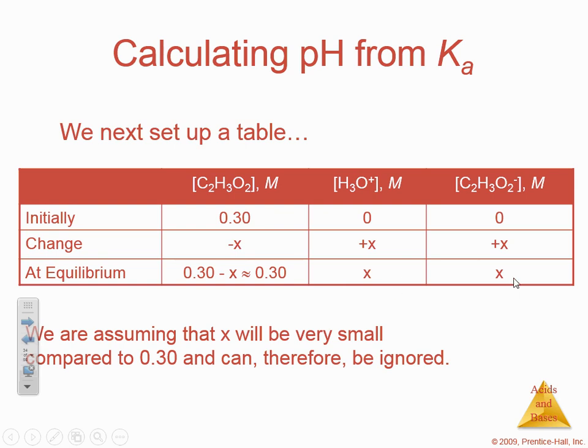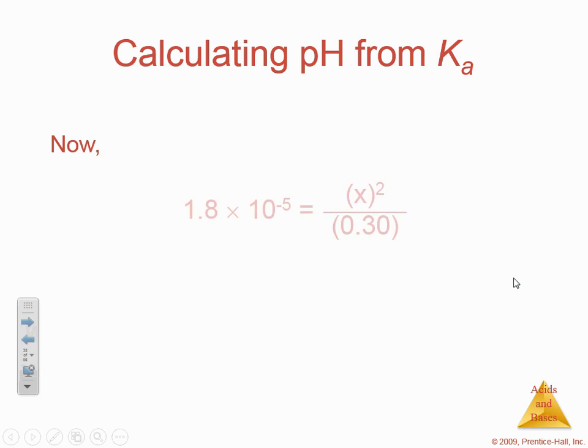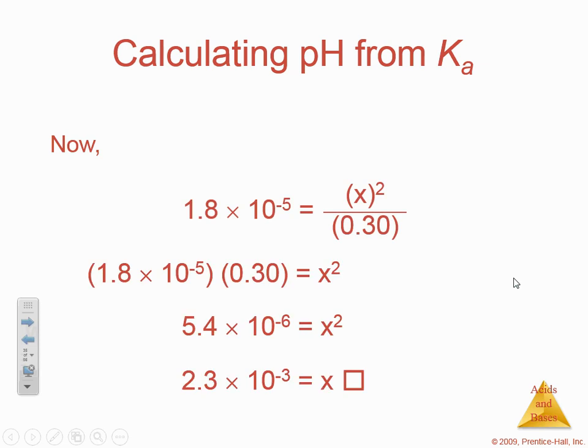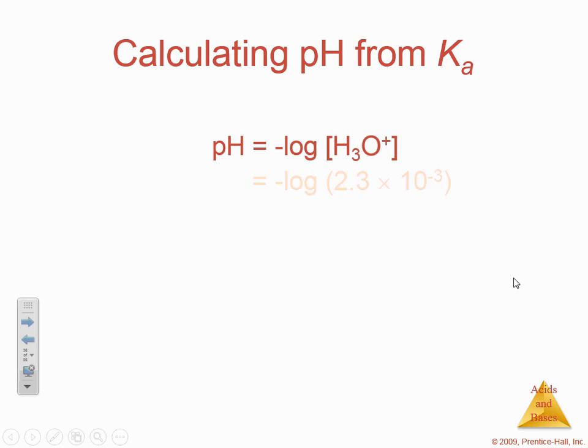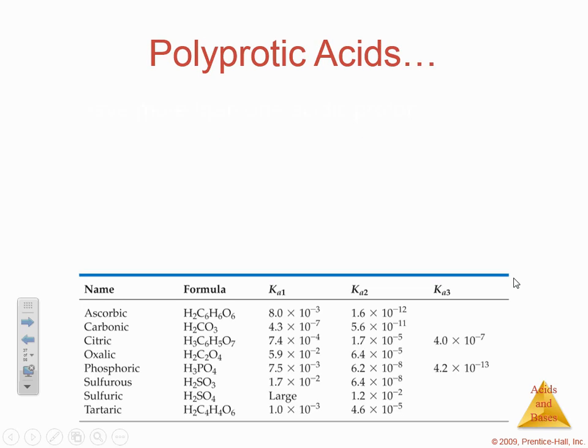Now we can plug X into our equation and solve for X, and X is going to give us the concentration of H3O. So X is equal to 2.3 times 10 to the negative 3. Now that we've solved that, we can plug that in and solve for the pH. And the pH of this acetic acid solution is 2.64.